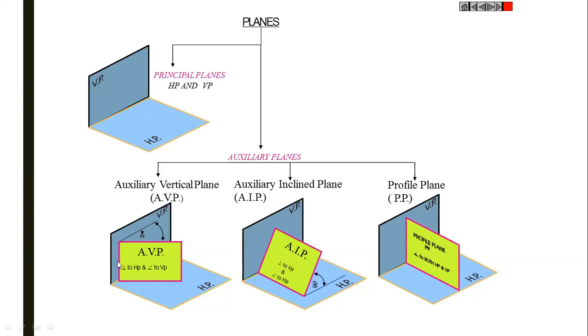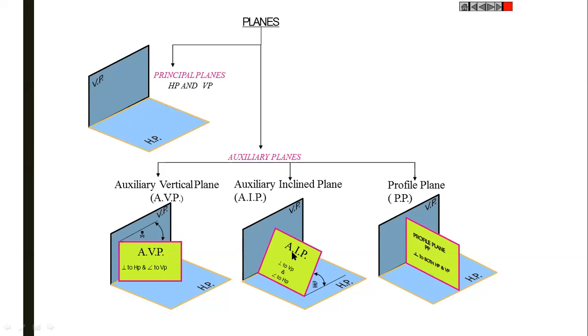So what is AVP? It is similar to VP. What is VP? This is VP. VP is perpendicular to HP. Similarly, AVP is also perpendicular to HP, but it is inclined to VP. So we are going to plot front view on VP. Similarly, on AVP, we are going to plot an auxiliary front view. If AVP consists of auxiliary front view, then AIP will consist of auxiliary top view.